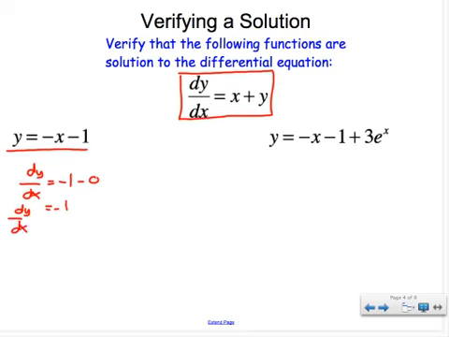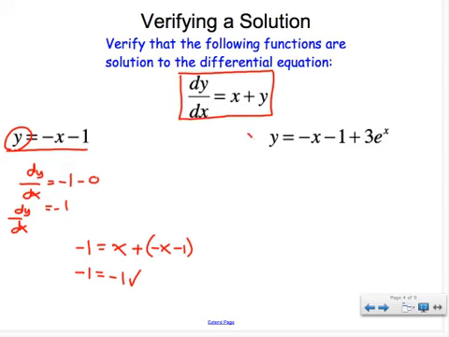And so when I plug things back into the differential equation, I need to show that both sides are equal. So dy/dx, which is negative 1, is equal to x plus the y that we have over here. So y is equal to negative x minus 1. If I plug that in, I should get a true statement. Negative 1 is equal to negative 1 because the x's cancel. Okay? So there you have an example of a function that satisfies the differential equation.